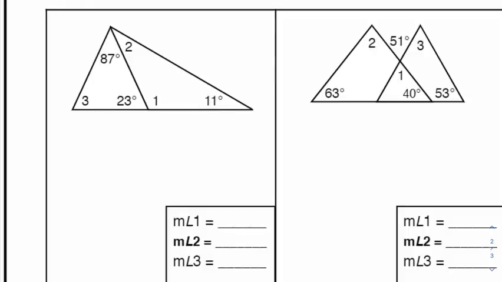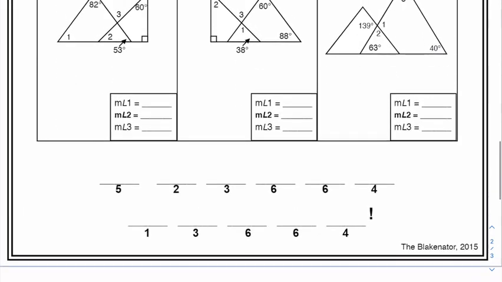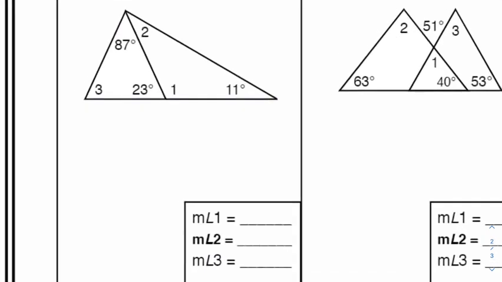Hello, this is Mrs. Correa again, and we're going to talk about the three angles in a triangle and adding them up to equal 180 degrees, using that information to help us find missing angles. In this activity, they have given us a little riddle here and some puzzles to help us figure it out. We're going to look at the first one here together.